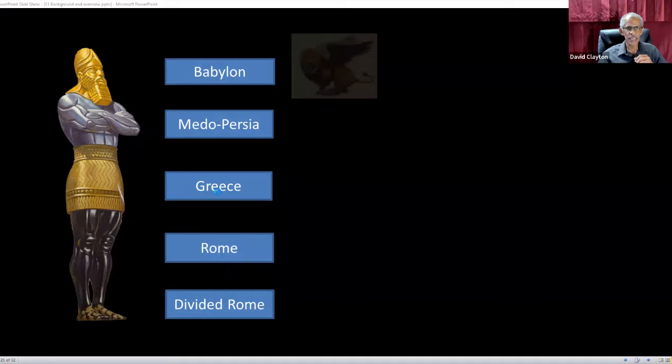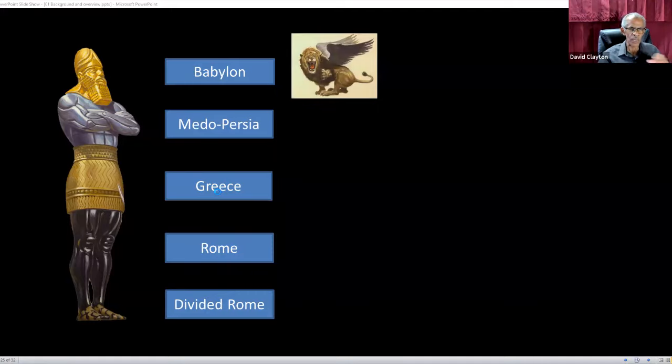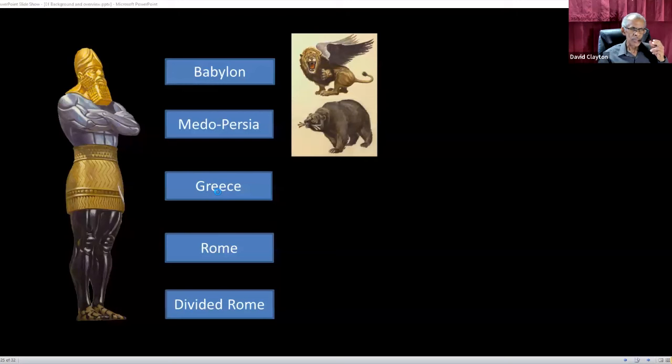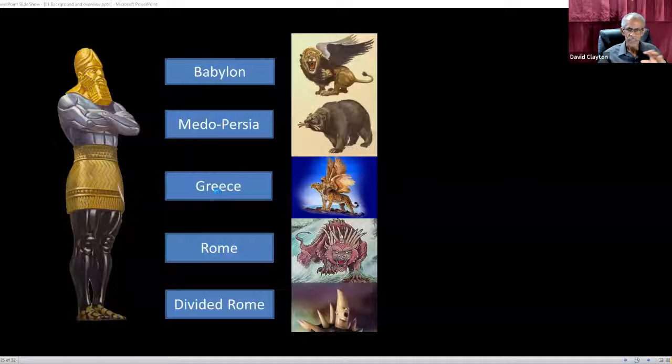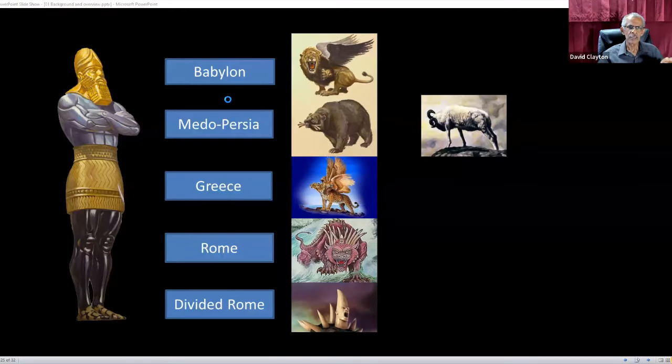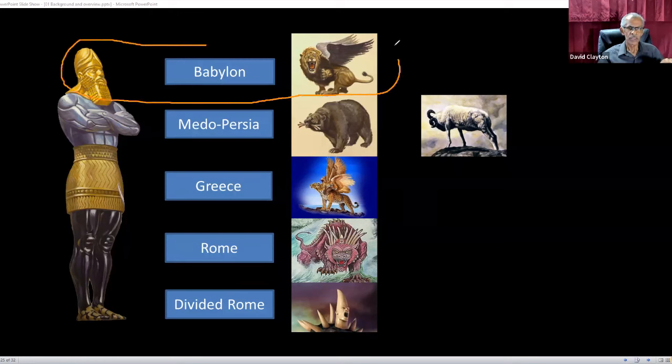So when you come to chapter 7 and you see the lion, you know it corresponds to Babylon. The bear corresponds to Medo-Persia, the breast and arms of silver. Greece, belly and thighs of brass would correspond to the leopard. Legs of iron, which is Rome, would correspond to the great and terrible beast. And divided Rome would represent the 10 horns and the head of this beast. Everything matches perfectly. Then you go over to Daniel chapter 8, and there is no Babylon. You can look at the picture and see that Babylon is missing. This first part here is missing in Daniel chapter 8.